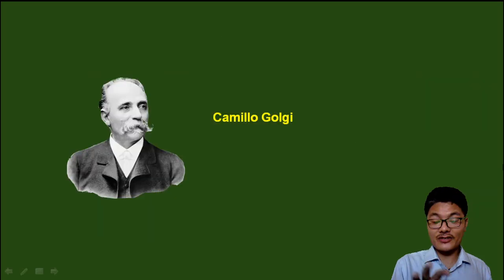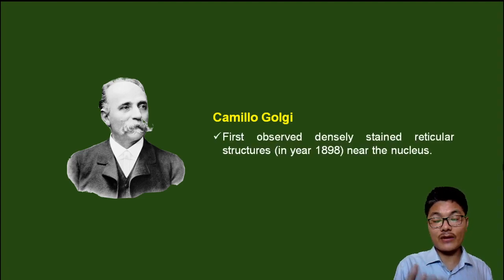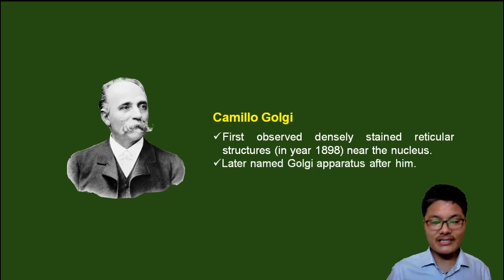Now let's try to find out what the Golgi apparatus looks like. First, let's pay homage to Camillo Golgi, the scientist who discovered the Golgi apparatus for the first time. He was a great neuroscientist researching the nervous system, the cells of the nervous system, that is the neuron or nerve cell. While researching neurons, he found a densely stained, that is darkly colored, network of structures within the cell, and he called it an apparatus. Later, after his name, we now call it the Golgi apparatus.